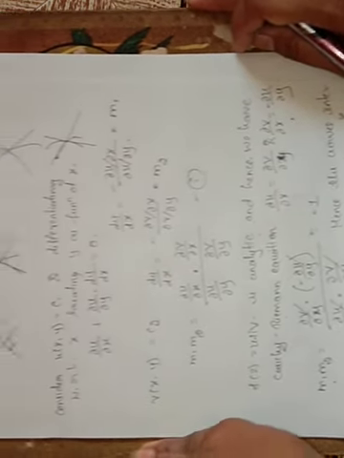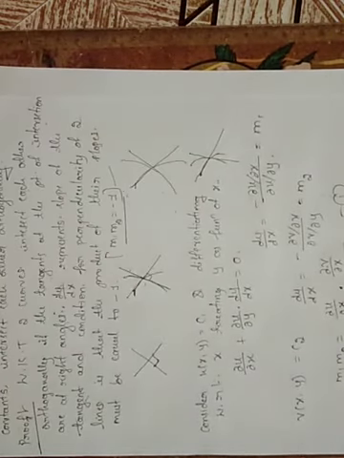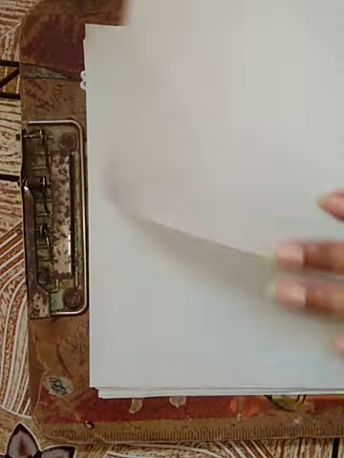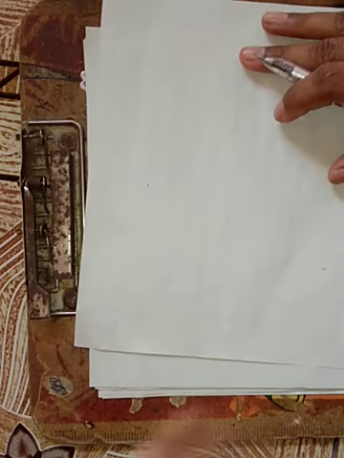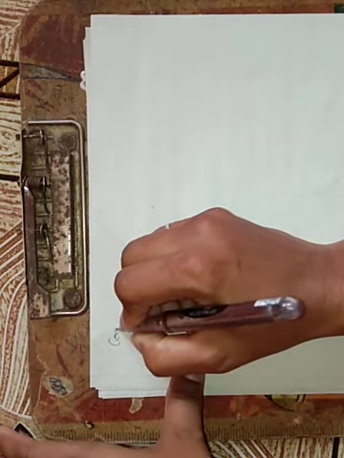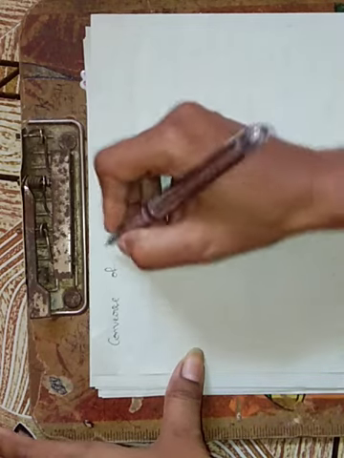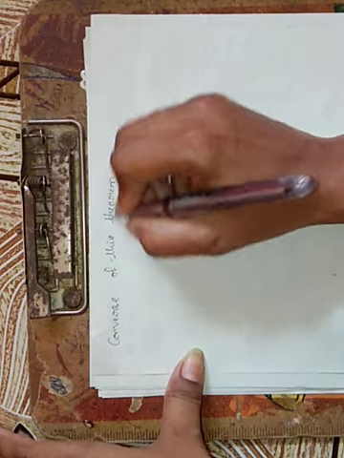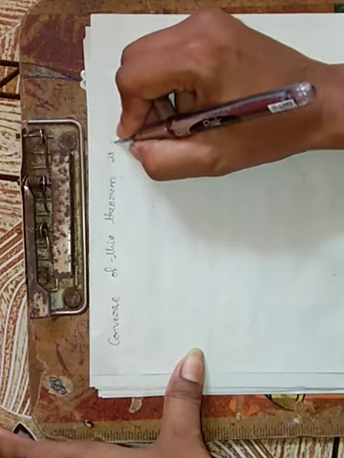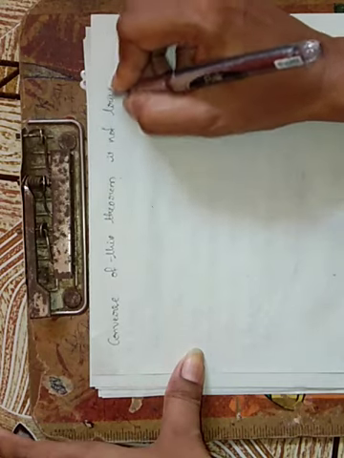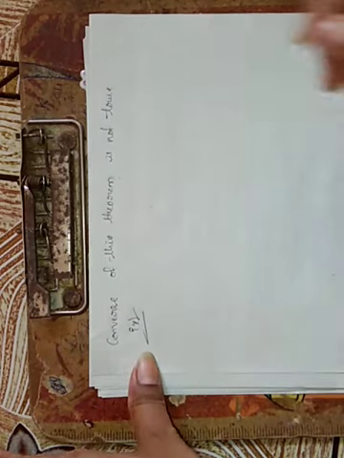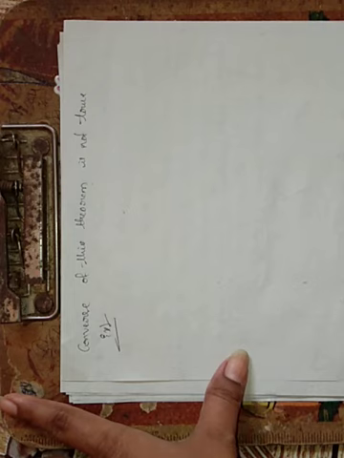But in this proof of the theorem, if f is analytic, then the curves should intersect each other orthogonally. But the converse of the theorem is not true. So I am going to prove now with an example that the converse of this theorem is not true.